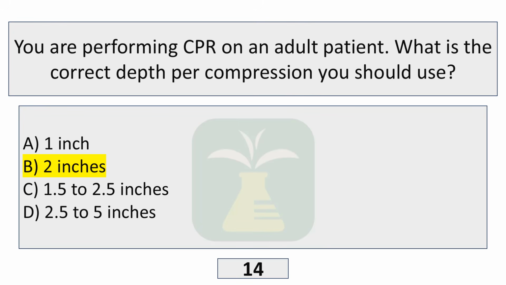In order to perfuse the brain and other important tissues during cardiac resuscitation, the rescuer should compress at a depth of at least 2 inches. The rescuer should avoid compressing at a depth of more than 2.4 inches, 6 centimeters, so that adequate perfusion is met.